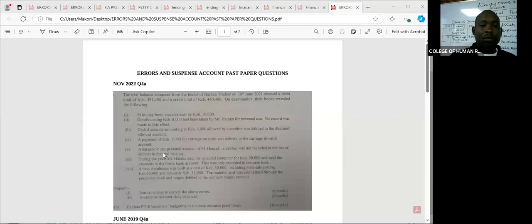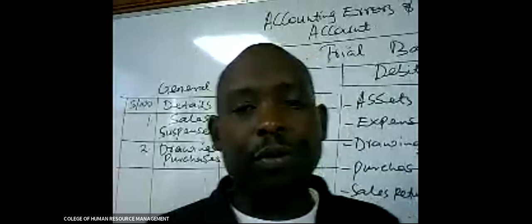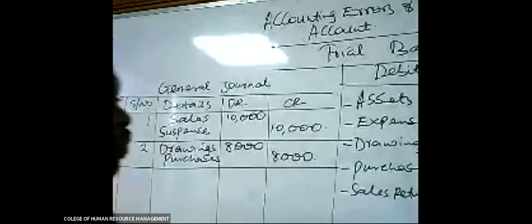We go to number 3. Cash discounts amounting to 6,000 allowed by a creditor was debited to the discount allowed account. Cash discount. Remember we said cash discounts are of 2 categories.